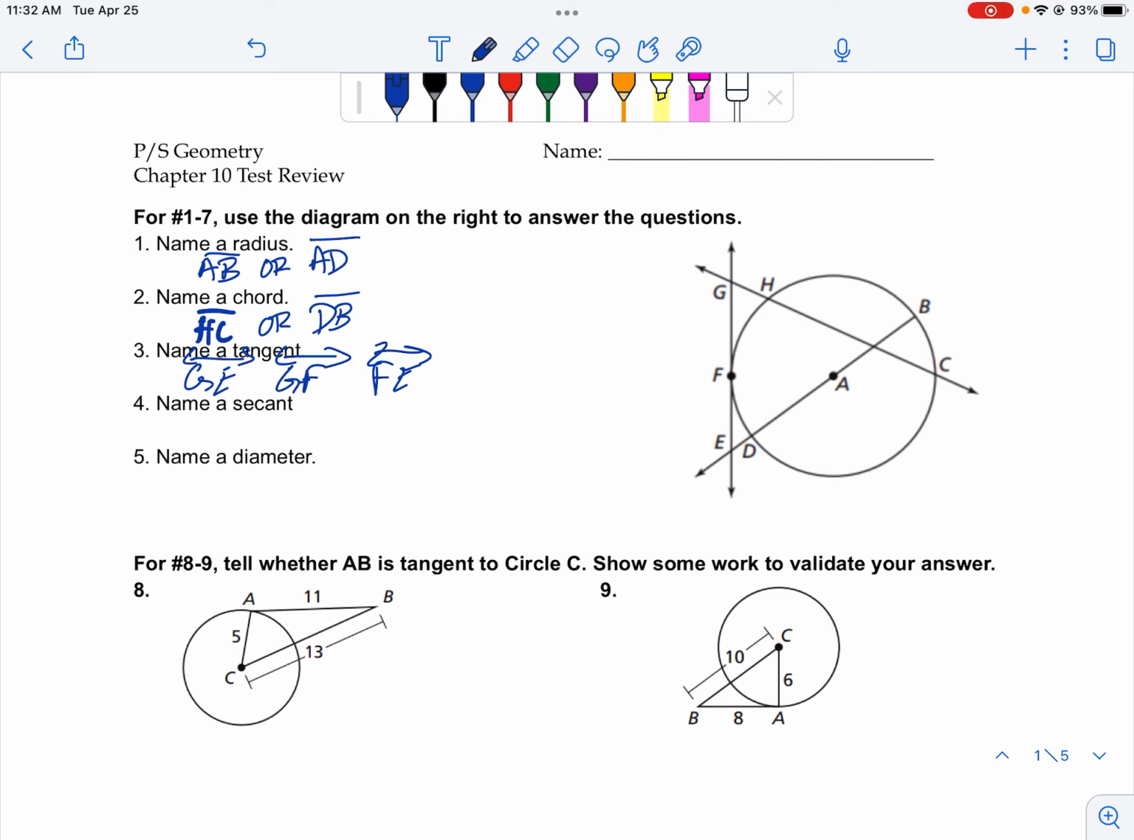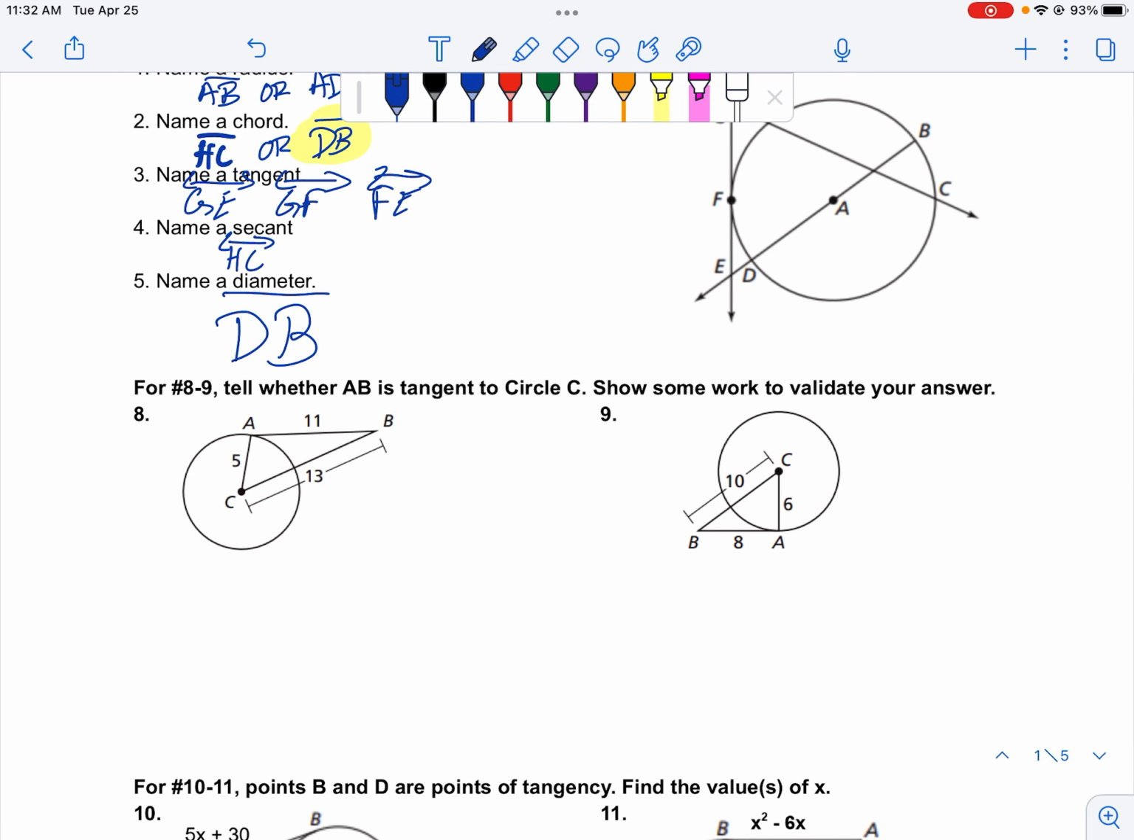Okay, a secant cuts through the circle, so I could say HC with arrows on either end. And lastly, I said DB was a special type of chord because DB goes through the center. It is technically a diameter. Remember, diameters cut a circle in half.